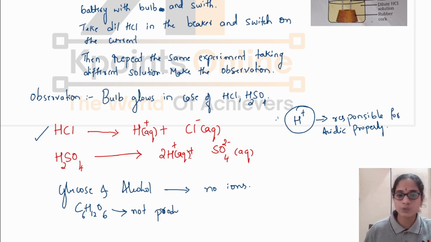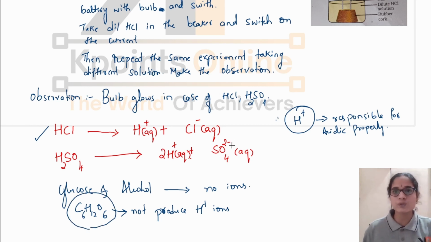It will not produce H plus ions, so it has not conducted electricity, because of which glucose is not an acid. In order to be an acid, it must produce H plus ions in aqueous solution. Whatever the characteristic properties of the acid, it is due to the presence of the H plus ions.